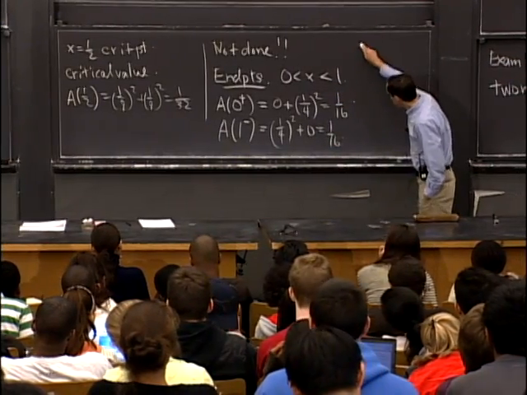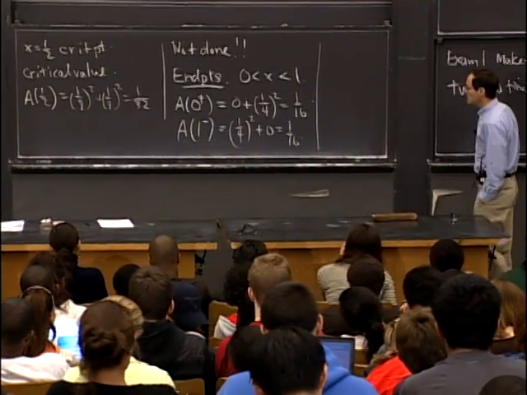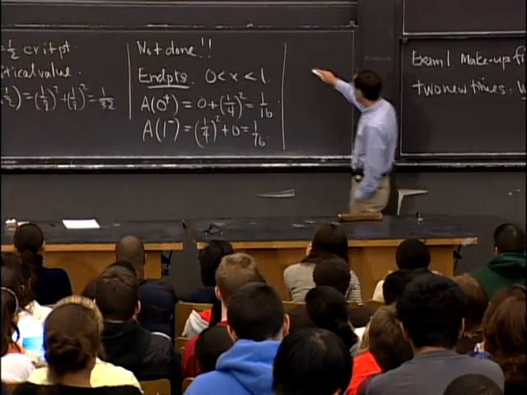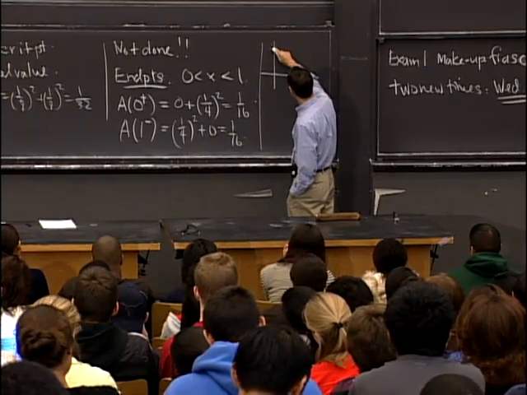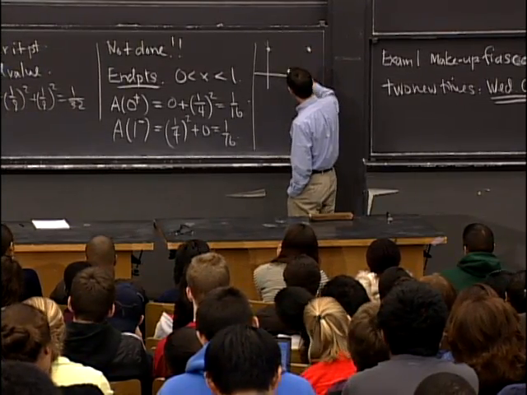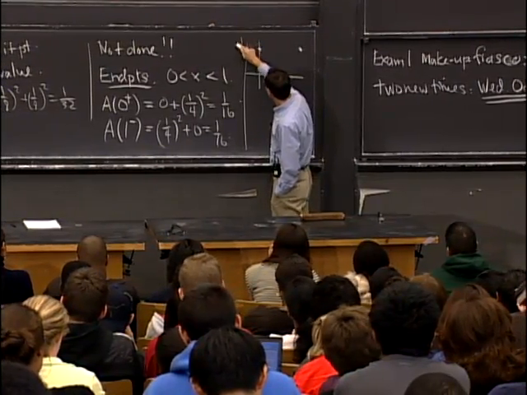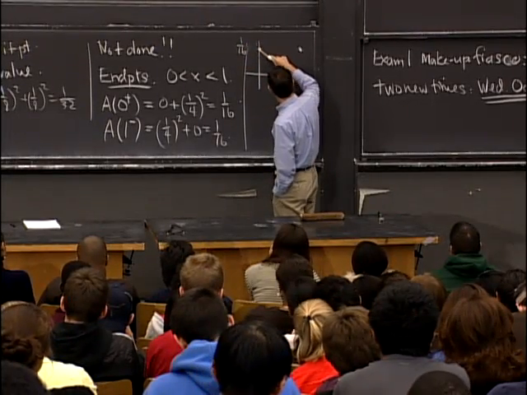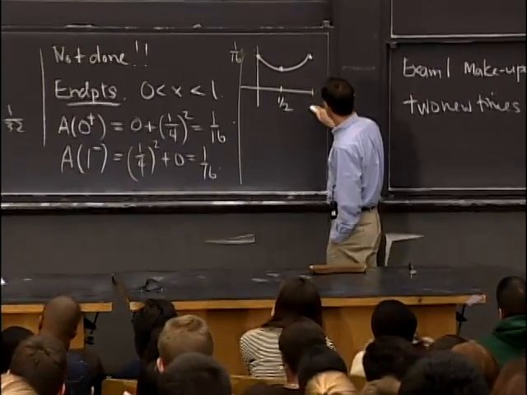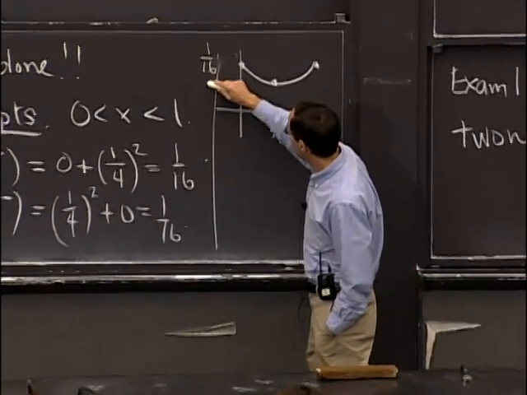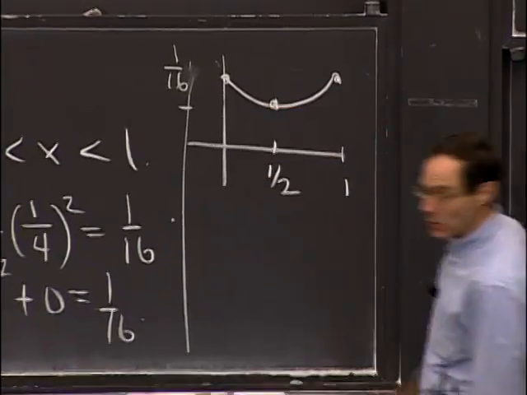So what you see is that the schematic picture of this function, and this isn't even so far off from being the right picture here, is that its level here is a 16th, and then it dips down and goes up. Right? This is a half. This is 1. And this level here is half that. This is 1 over 32.